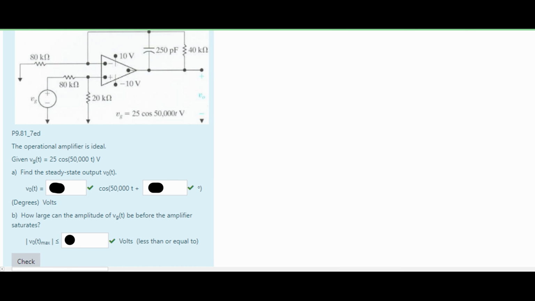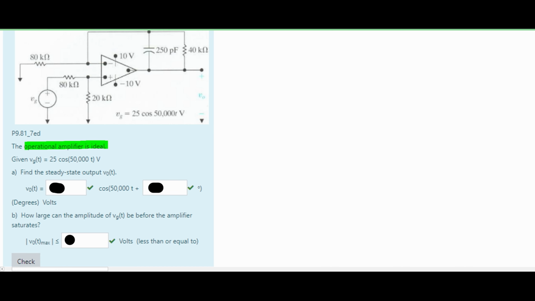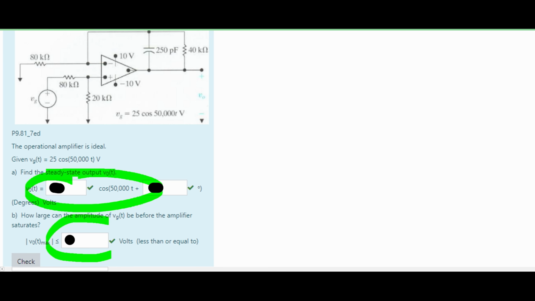In this problem, we have the following circuit diagram here with an op amp inside of it. We are told to assume that our operational amplifier is ideal, and we are also given this for our voltage. We need to find the steady state output and write it here. We also need to see how large our amplitude VG can be before it saturates.